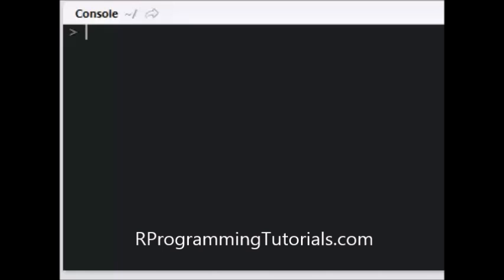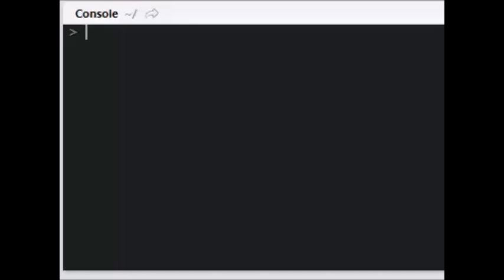Now to perform addition, you're going to make use of the plus sign. So if we wanted to add 5 to 4, we would do 4 plus 5, and you'll see that R spits out 9. Now you can safely ignore the 1 in brackets. That's going to come into play in future tutorials when we talk about vectors, but for right now, just ignore it.